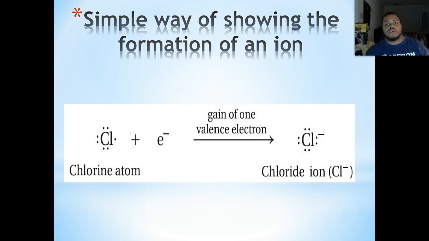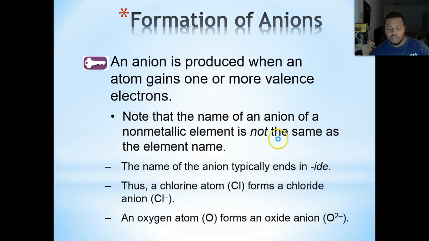Now, just as we looked at for sodium, now we're going to look at the same thing for chlorine. We're looking at our neutral chlorine atom, and we're going to add an electron in this case, and so we'll have a chloride ion. So you notice the ending changed on that. Now, anions are produced when an atom gains 1 or more valence electrons. There are some situations where there'll be more than one, as we talked about with nitrogen. Now, when we name this anion, I want you to note that it's not exactly the same name as it was before. Now we're going to actually change the ending a little bit.